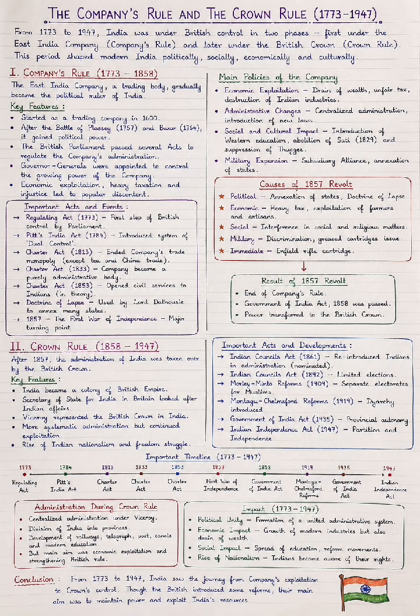The portfolio system was also recognized, and it was introduced by Lord Canning in 1859. Viceroy got power to issue ordinances during emergency, which would be valid for 6 months.